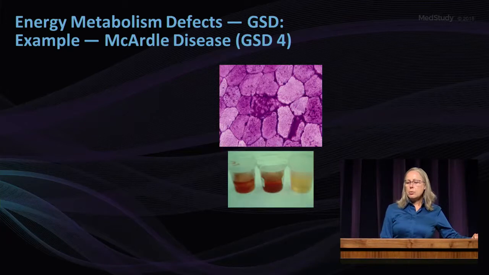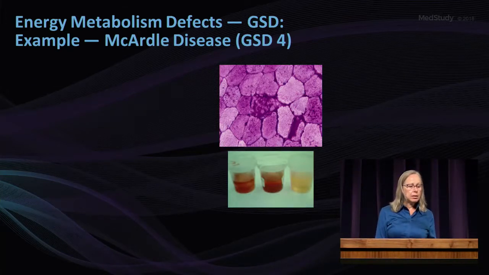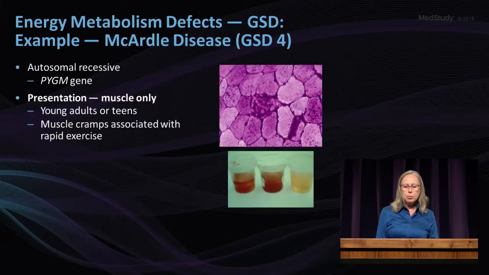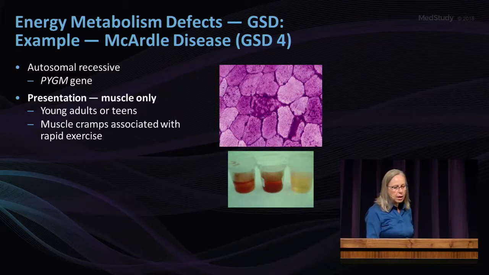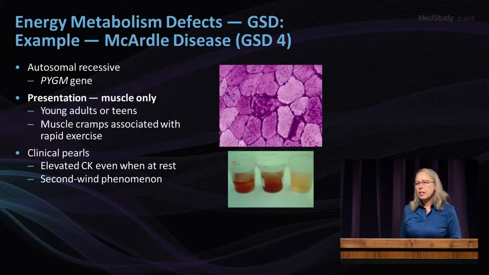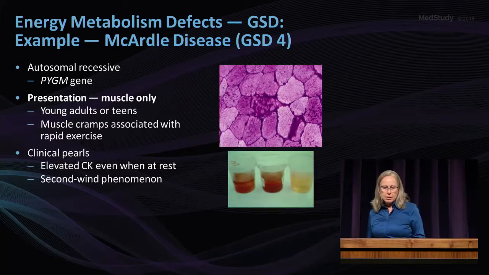Another type of GSD is McArdle's disease, which is GSD type 5, but it is a muscle problem, not a liver problem. It's autosomal recessive, usually presents in young adults or teens, and you get muscle cramps associated with rapid exercise. They will have an elevated CK even when at rest, and they have a second wind phenomenon. So they will weaken out when they're trying to exercise, but then recoup and be able to go again.